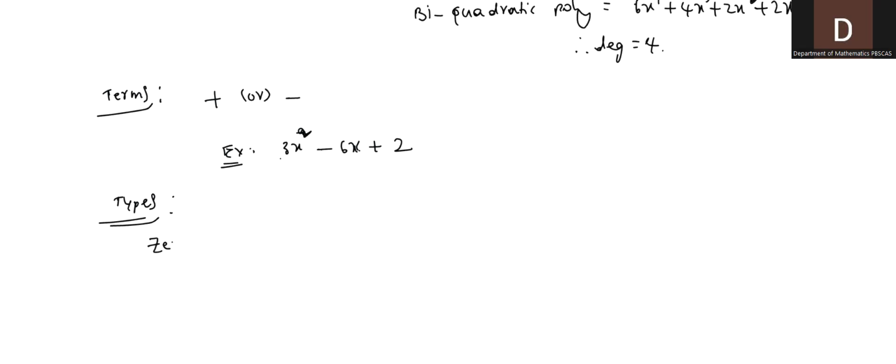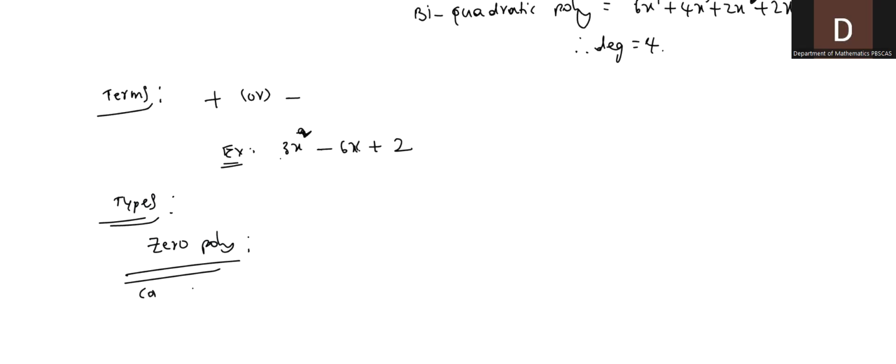Zero polynomial. A zero polynomial is a polynomial that has only one term, which is 0. That is called the zero polynomial.